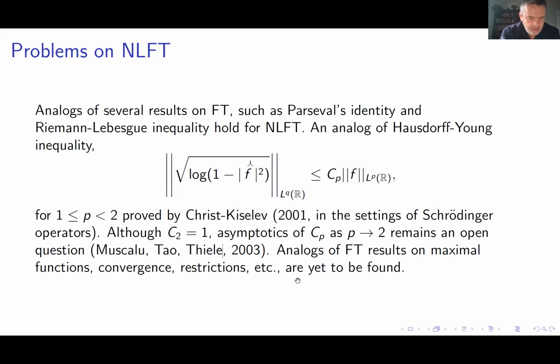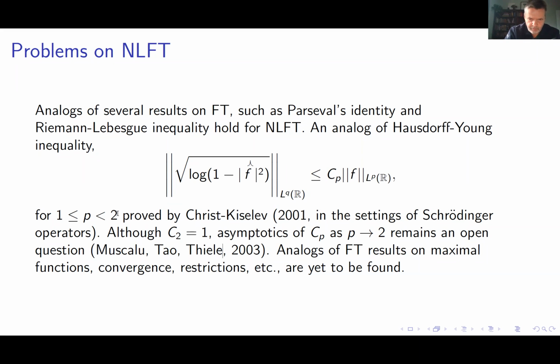Of course, there is immediately a whole list of natural questions about this transform. Namely, we would like to find analogs of all the main theorems about the classical linear transform in the nonlinear settings. So, for instance, let's look at the Hausdorff-Young inequality, which relates the L^p norms of a function and its Fourier transform. And indeed, here, at least for p between 1 and 2, strictly less than 2, we have this inequality, and this comes from the series of papers by Christ and Kiselev.